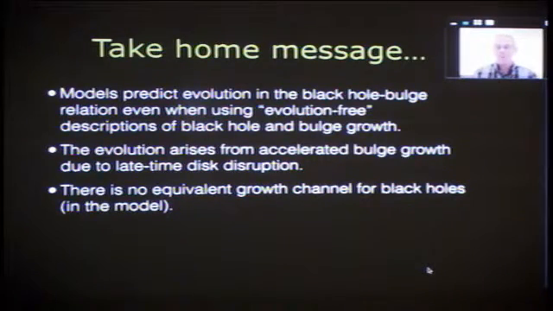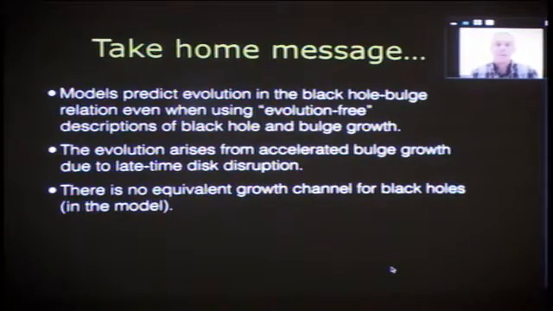This is what was surprising: most people, when they see evolution in the black hole bulge relation, are thinking of evolution in the black holes. But actually, the black holes had nothing to do with this. It was the evolution in the bulge growth that drove a change in that normalization.